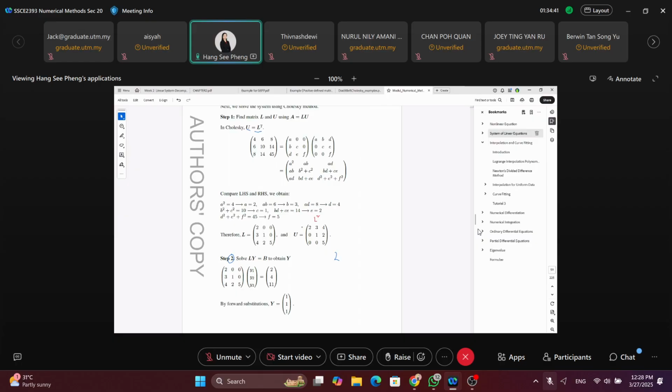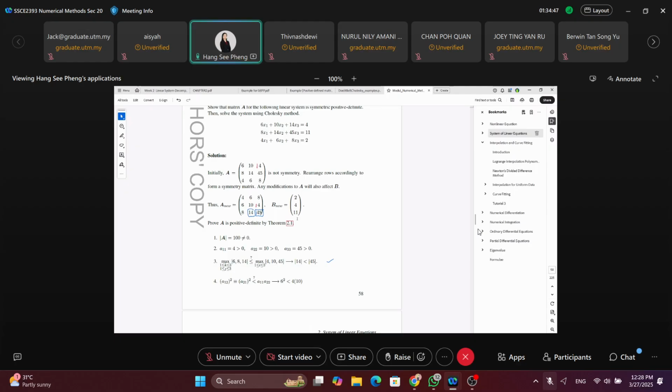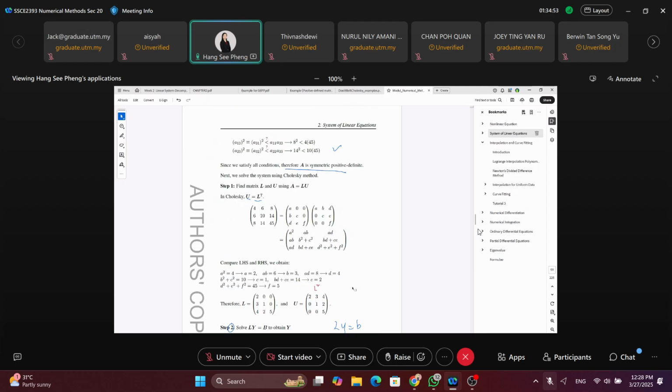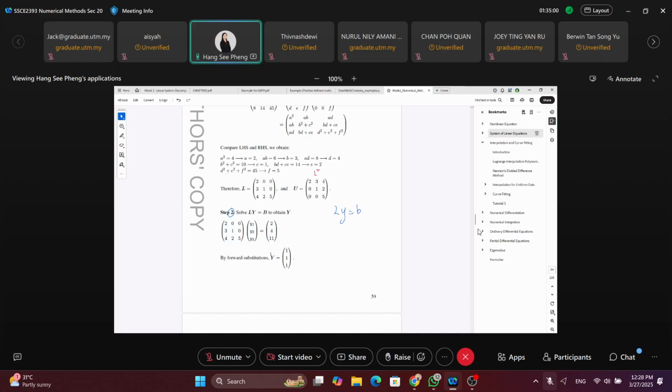So Ly equals B. B you get from the system: 2, 4, and 11. Look at the letters B; don't look at the one without the rearrangement. So we put it here: 2, 4, 11. Solve for Y using forward substitution. And then this step you should be able to know how we solve.